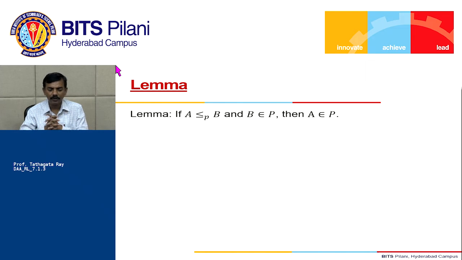So the first lemma we will state here is that, let's say A is polynomial time reducible to B, and we know that B belongs to P. Okay, that means B is a language which belongs to P. That means it's a decision problem and it can be computed in polynomial time. You can get the answer yes or no in polynomial time. Then we can show that A also belongs to P.